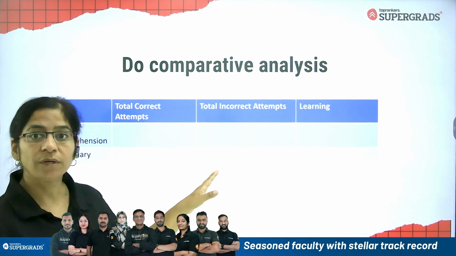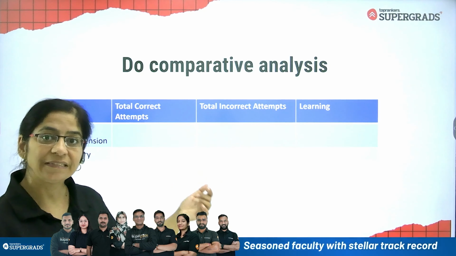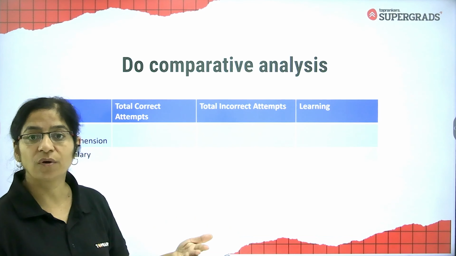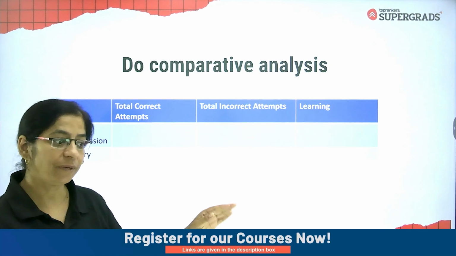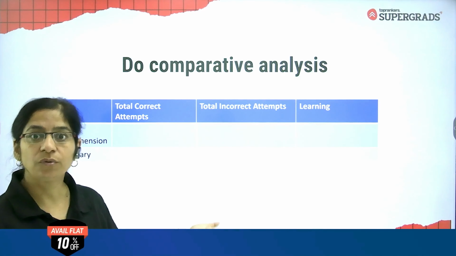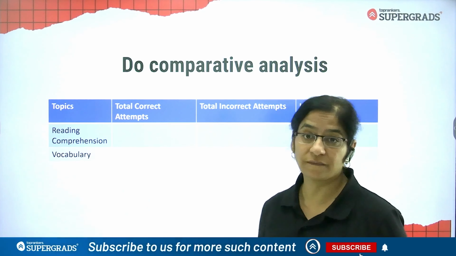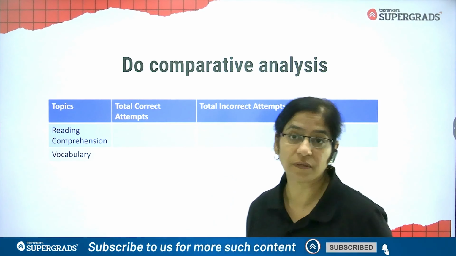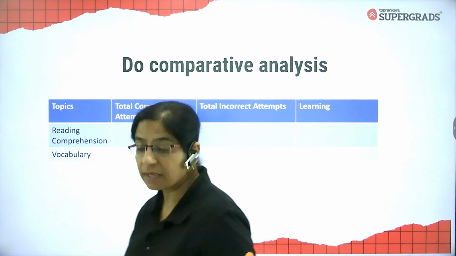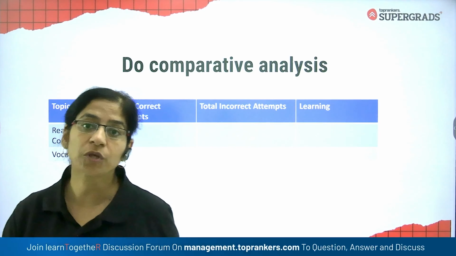For confusing words, out of five, you could attempt only three because you could not understand the meaning of the other two and you left them. Or you misunderstood the meaning of the other two and you got those wrong. Whatever is happening in a mock, make a topic-wise division, and note whatever your learning is through this.